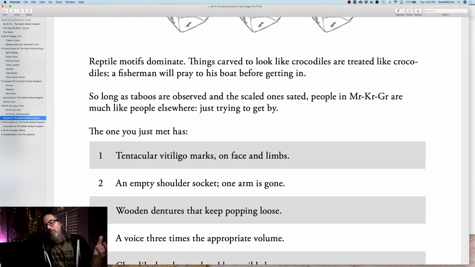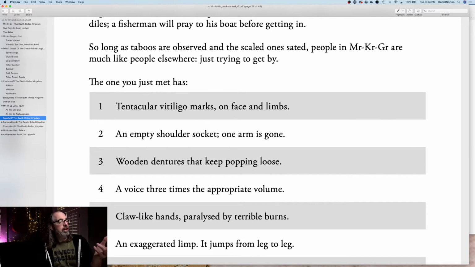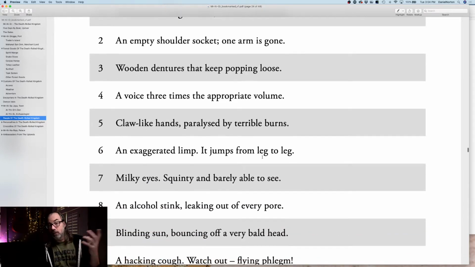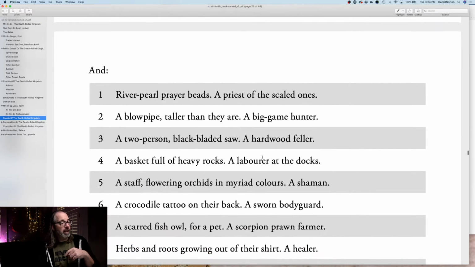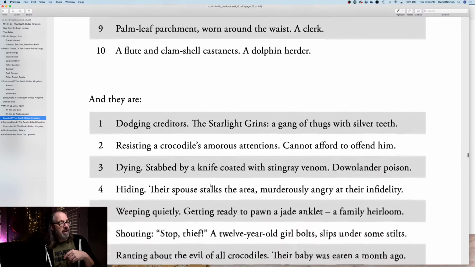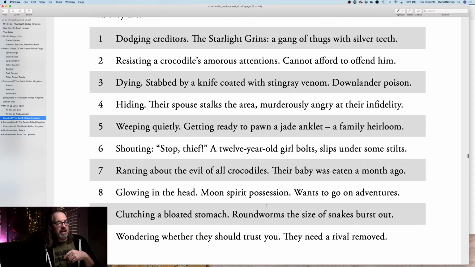So basically, what I did was I rolled on this chart here. The one you have just met has an exaggerated limp, jumps from leg to leg. So I just added that in there as part of the roleplay. And I added something, I can't remember exactly what it was. And then her thing was that she was seeking adventure. The rest of it I just made up.